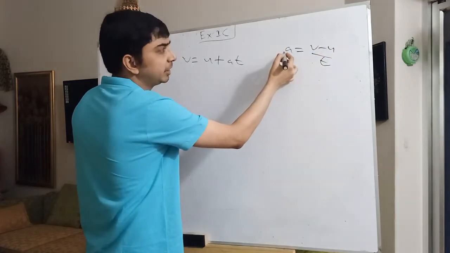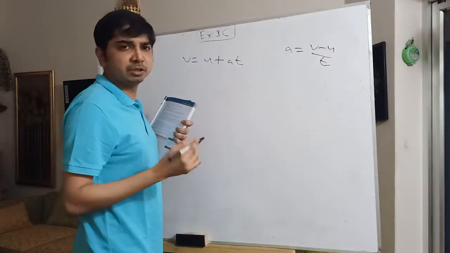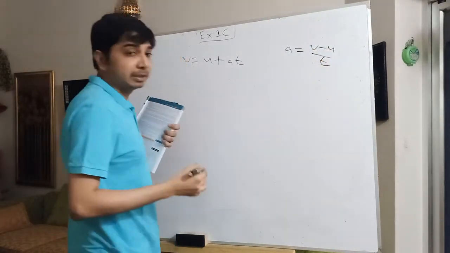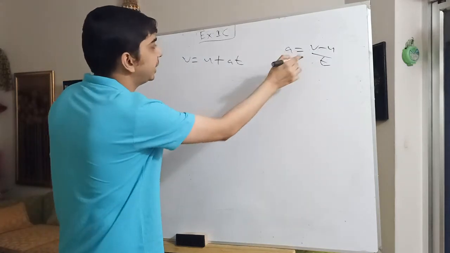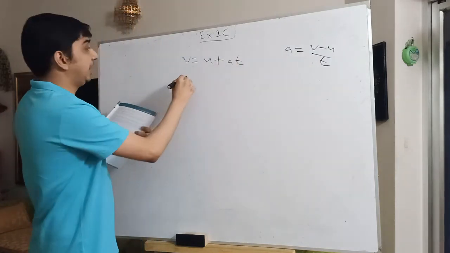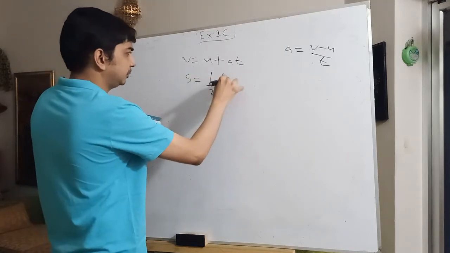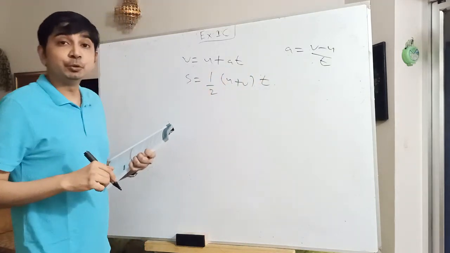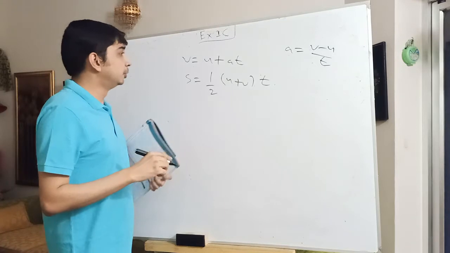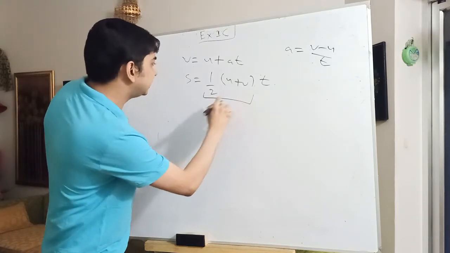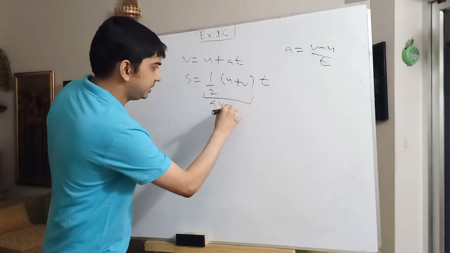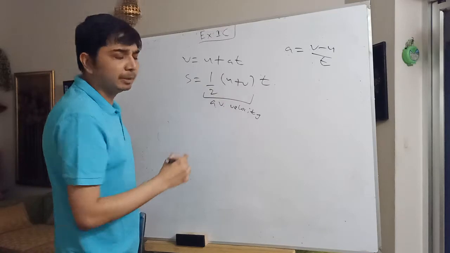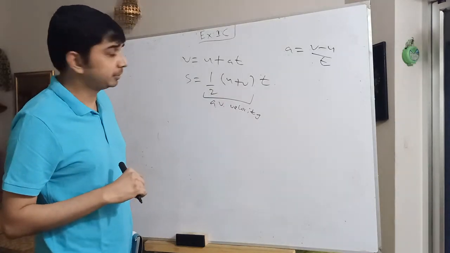Acceleration is the rate of change of velocity. So change in velocity, final velocity minus initial velocity, divided by time. You just rearrange it to get this equation. Then you have s is equal to half u plus v into t. This part is just the average velocity. You can use this formula for average velocity when the acceleration is constant.